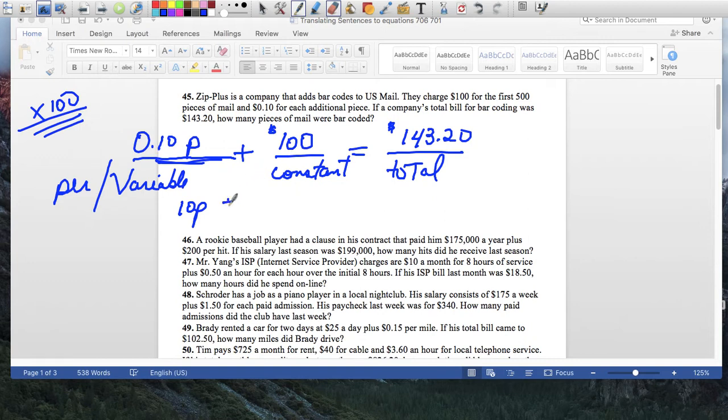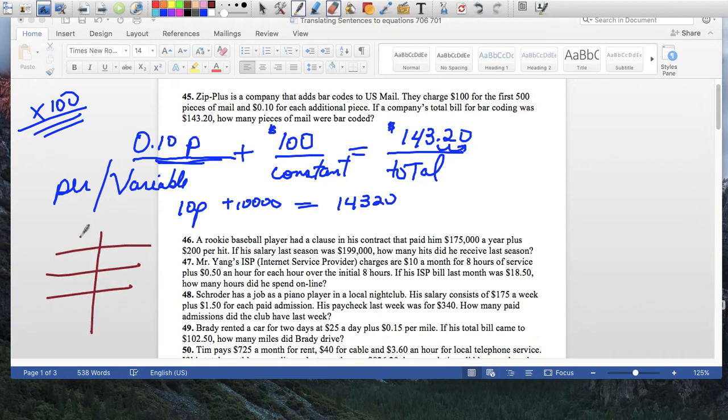100 times 100 is going to be 10,000. And 143.20 times 100 becomes 14,320, moving the decimal over two places. Now I have a two-step equation, and I don't have any decimals to worry about. If you do their story, you have a variable p, which is being multiplied by 10, and then added to 10,000, and that equals 14,320. I'm going to do minus 10,000 on each side first, and then I'm going to divide by 10.